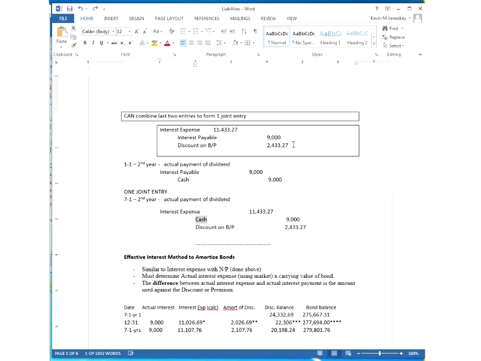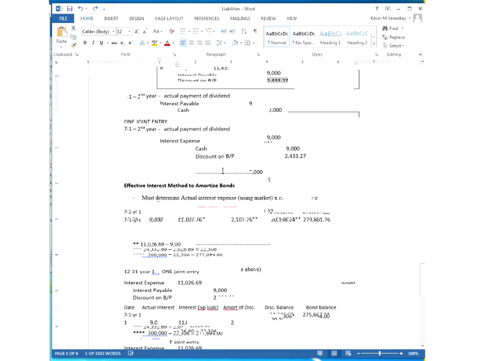The last area of new stuff is, if we don't do the same amount every time, there is another way, and it's actually more accurate, but it's a lot harder. GAAP says you can do it this way as long as there isn't a big, material difference. So let's look at the actual way, and then we'll decide if there was a big difference or not.